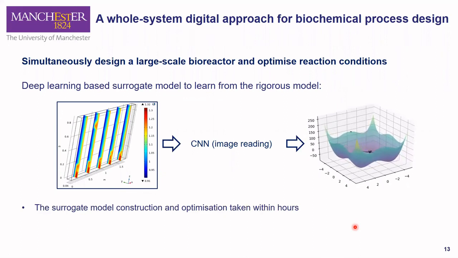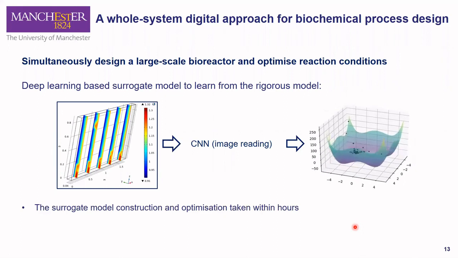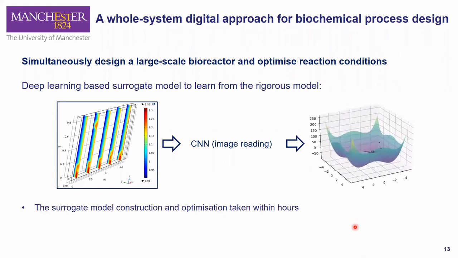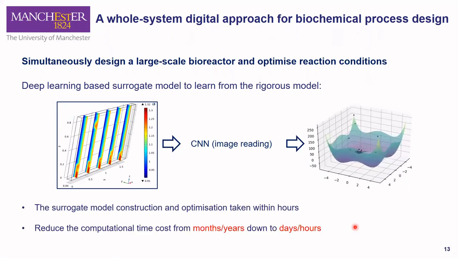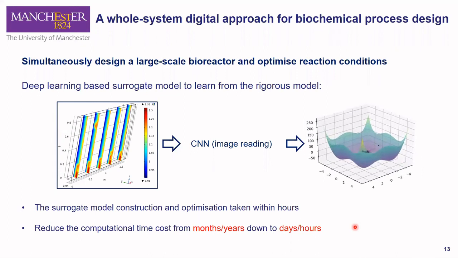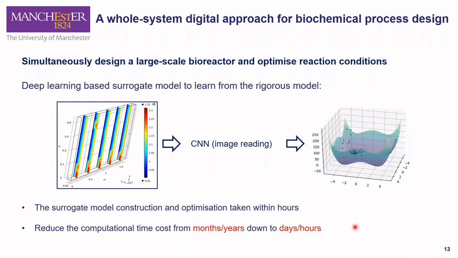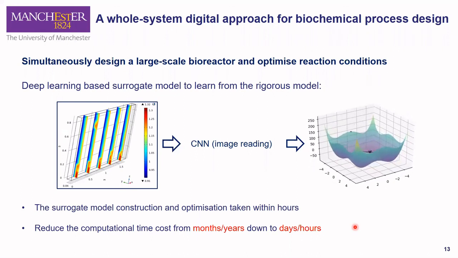Once we get an optimal solution, we can then compare it with the rigorous model's verification result. And in many cases, I can tell you this digital model is highly accurate. So by using this kind of surrogate modeling technique, we're able to design efficient large-scale bioreactors to facilitate the scale-up of a bioprocess. And we're able to reduce the time cost from months or years down to days or hours.